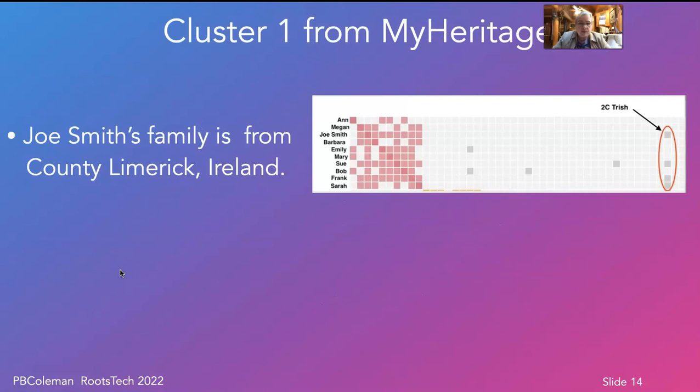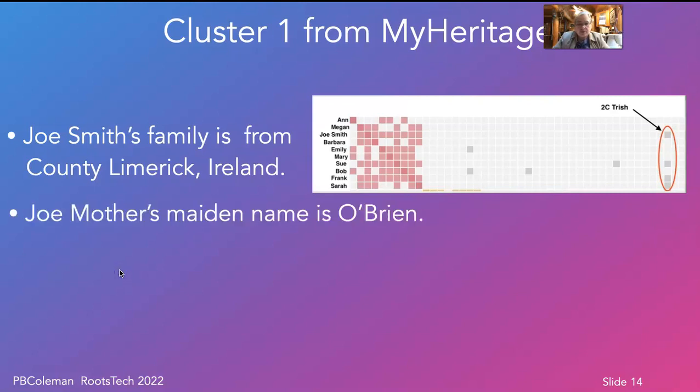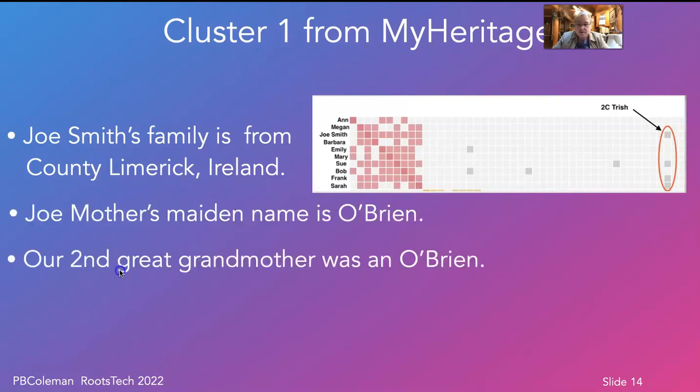Going back to Cluster 1, Joe's family is in County Limerick, Ireland. His mother's maiden name is O'Brien. My second great-grandmother was an O'Brien, and I'm finding all these O'Brien connections, so it still seems quite possible that Joe and I had been correct that his mother's line was where we had our match.